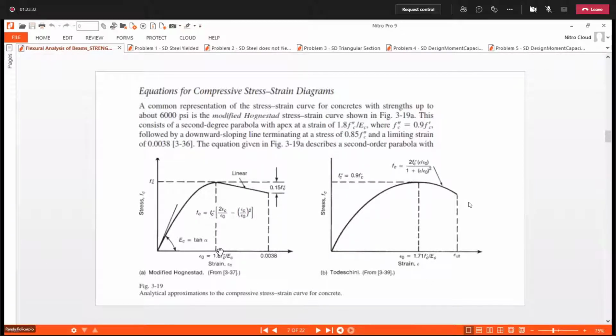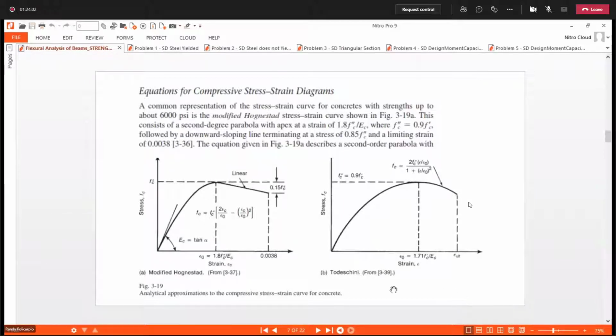So mas maliit yung strain value nung kay Hognestad compare it to kay Todeschini kasi nasa 1.71 yung kay Todeschini, no? Yung kay Hognestad nasa 1.62, no? It will make use of yung 0.9 F prime C, no? Replacing FC double prime here.